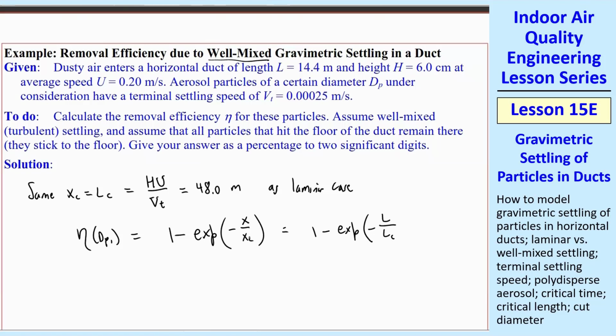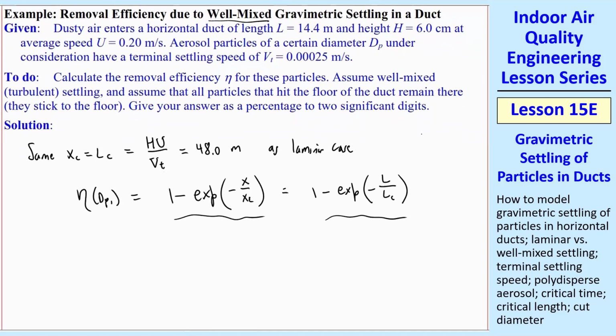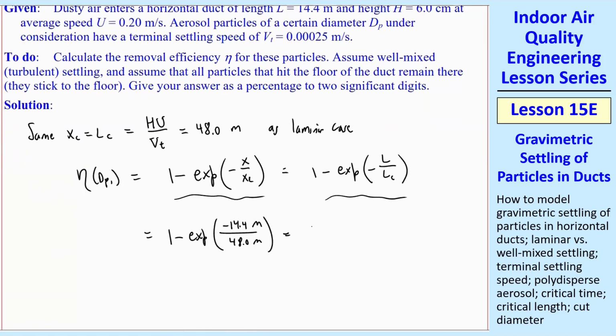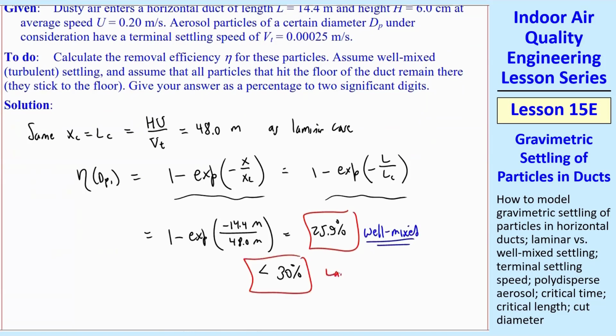The only difference here is you can do this one at any x you want, but typically all we care about is the actual duct length. So we're going to use L's for the most part. And so we plug in our numbers and we get 25.9%. So this is the well-mixed value compared to 30% for the laminar value.